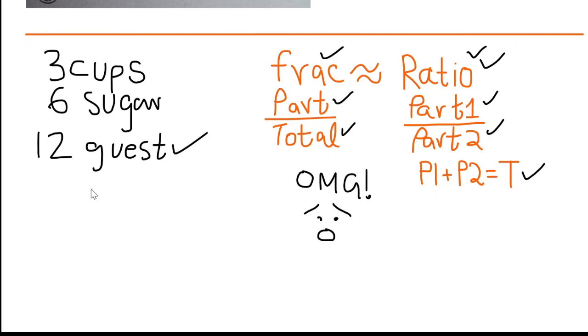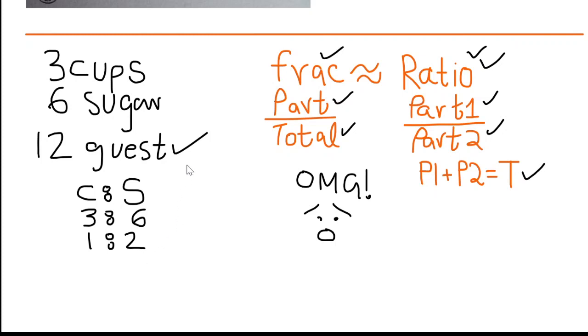If I arrange cups relative to the amount of sugar, as a relationship between part 1 and part 2, I can say: for 3 cups of tea, I'm adding 6 teaspoons of sugar. What would be the case for 1 cup of tea? I divide by 3 on both sides, and I get 2. So every 1 cup of tea requires 2 teaspoons of sugar.